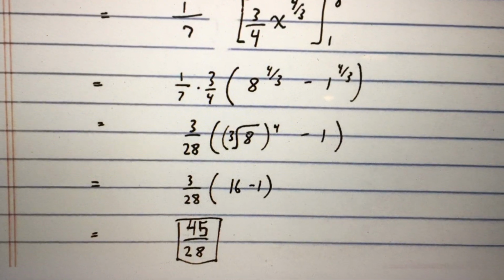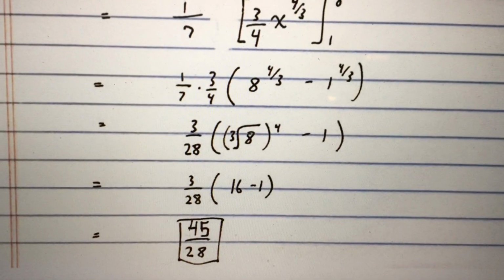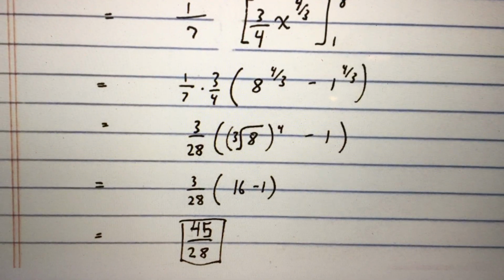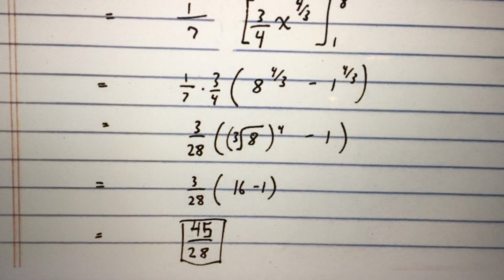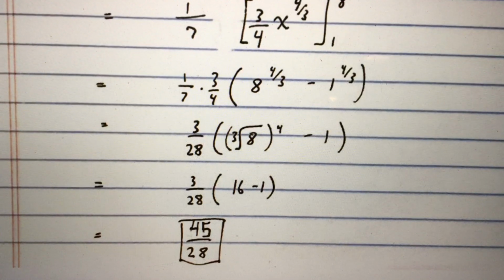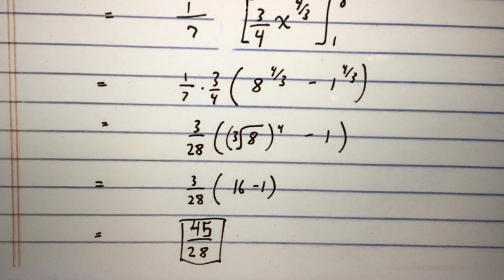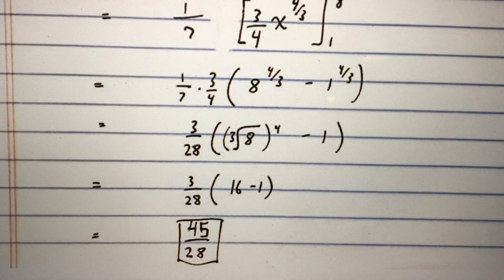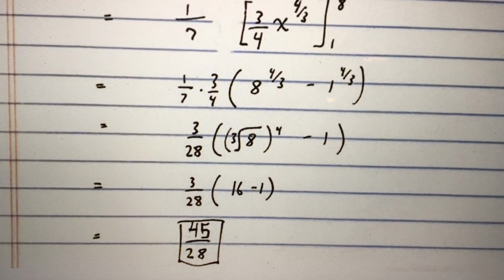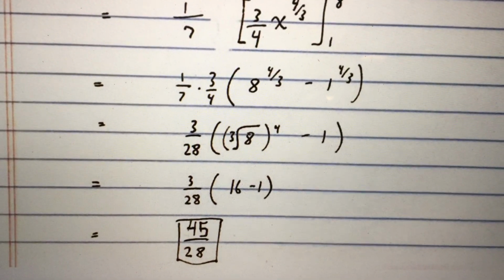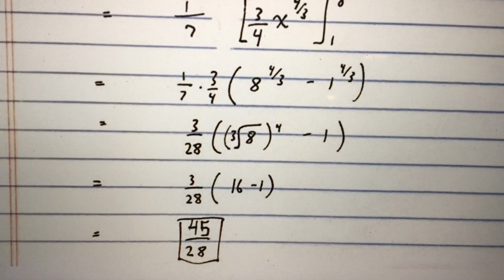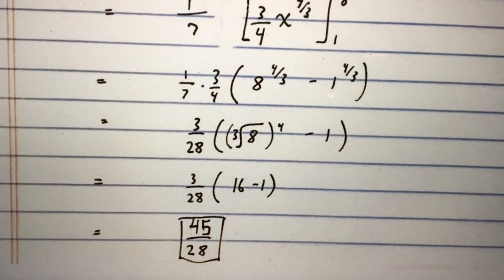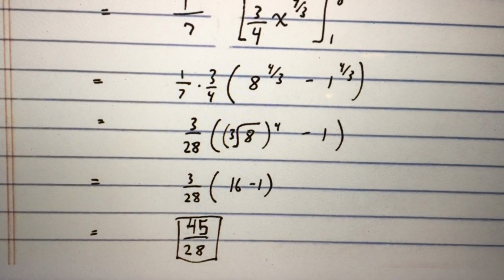So 8 to the 4/3. Of course you can do it on a calculator, but it's not that hard to do by hand if you remember that you're allowed to take the cube root and then the 4th power. It doesn't matter which order you do it in, so you might as well do the root first. That's easier. So you get the cube root of 8, and that's 2, to the 4th power, 16. Well, 1 to any power is 1. So you get 16 minus 1. And 15 times 3 is 45 over 28.